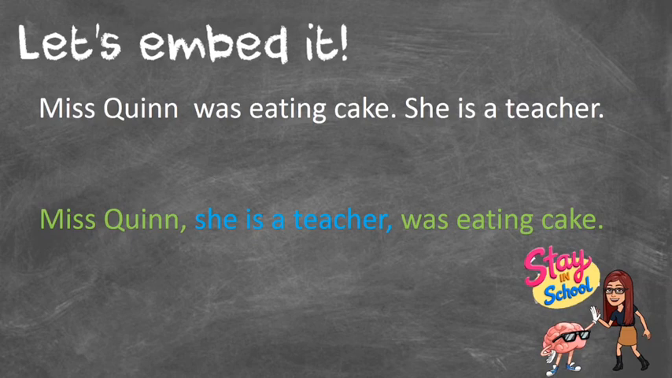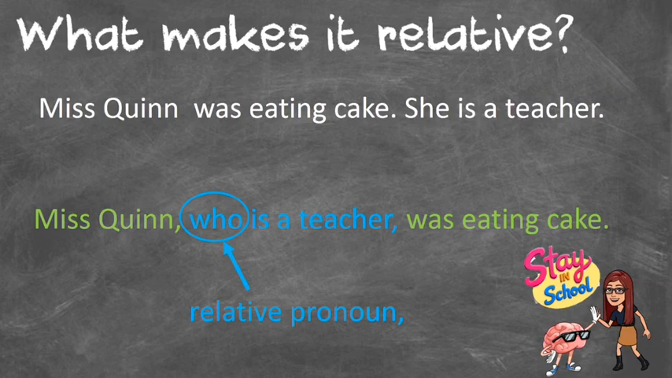So what I now need to do is I need to replace the pronoun she that I don't need in the sentence with a relative pronoun. So I'm changing the pronoun that I'm using. The pronoun that I've replaced it with is who. If you're doing a sentence about a person, it's usually who or whom, or if there's more than one, it might be whose. So here the sentence now says, Miss Quinn, who is a teacher, was eating cake. Makes much more sense than when we had the pronoun she still there. So this is what makes it a relative clause. It's using the correct relative pronoun.